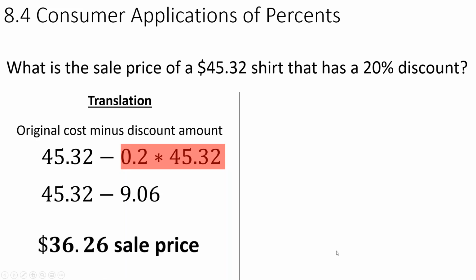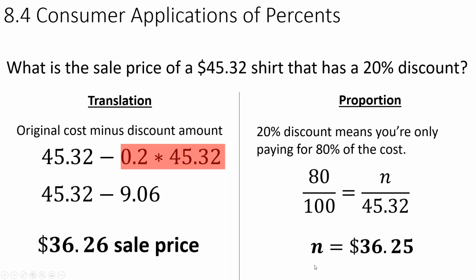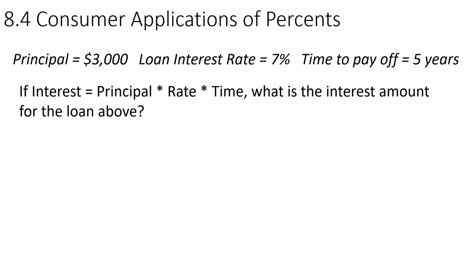Another way to do it is to do a proportion. If it's a 20% discount, that means you're only paying for 80% of the original cost. So you could set it up like this. 80% is the same thing as something out of 45.32. We'll go into a deeper lesson on this later, but this is the gist of it. To solve for n, you could go 45.32 times 80 divided by 100, and you get the same thing. Those are both ways of doing it, whatever way works for you. They both come in handy. All right.